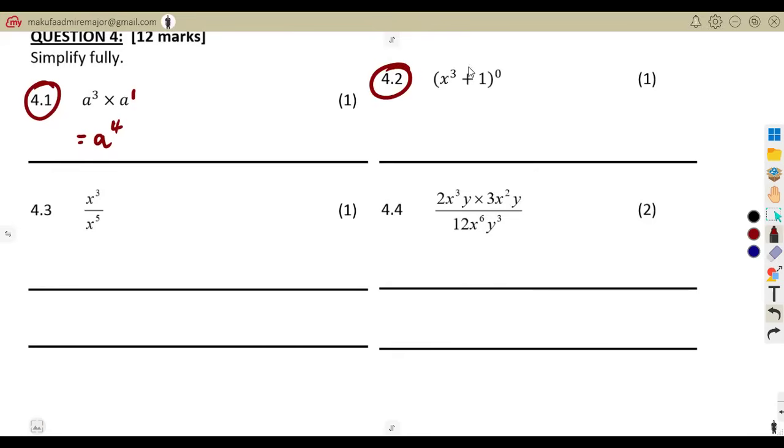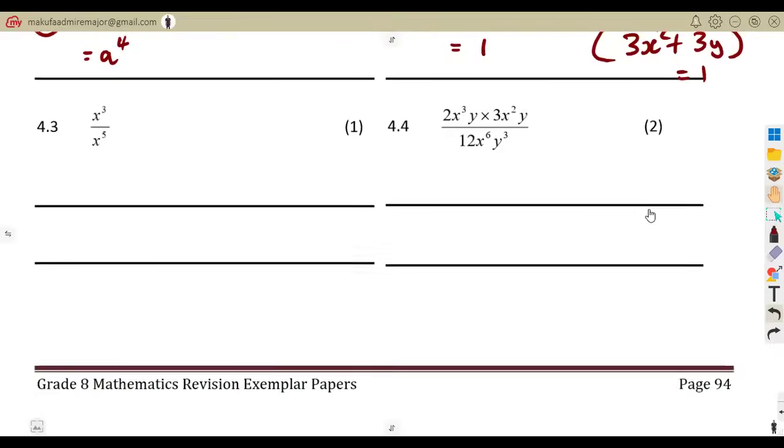4.2, x to the exponent of 3 plus 1, it's in a bracket and everything is raised to the exponent of 0. So that's going to give us a 1. Okay, any number raised to the exponent of 0. If it is a bracket, 3x squared plus whatever we are given, maybe it's 3y, as long as it's a bracket, everything will be equal to what? So we have to be careful.